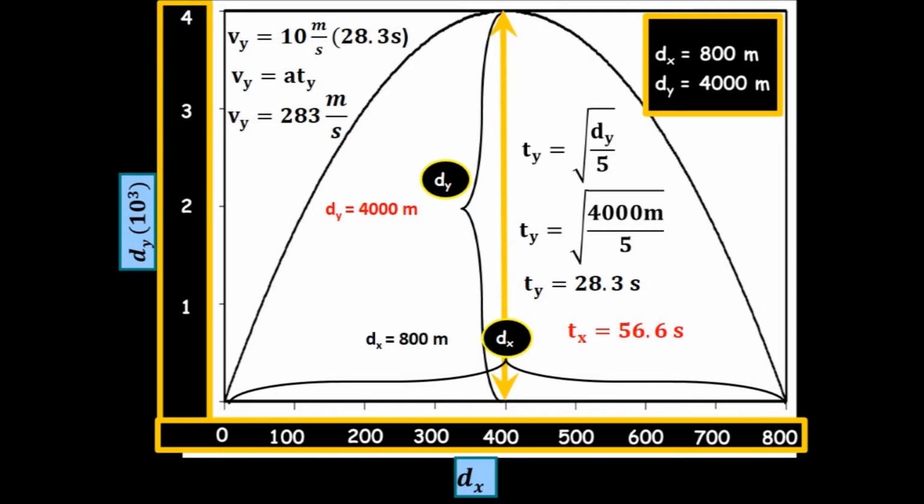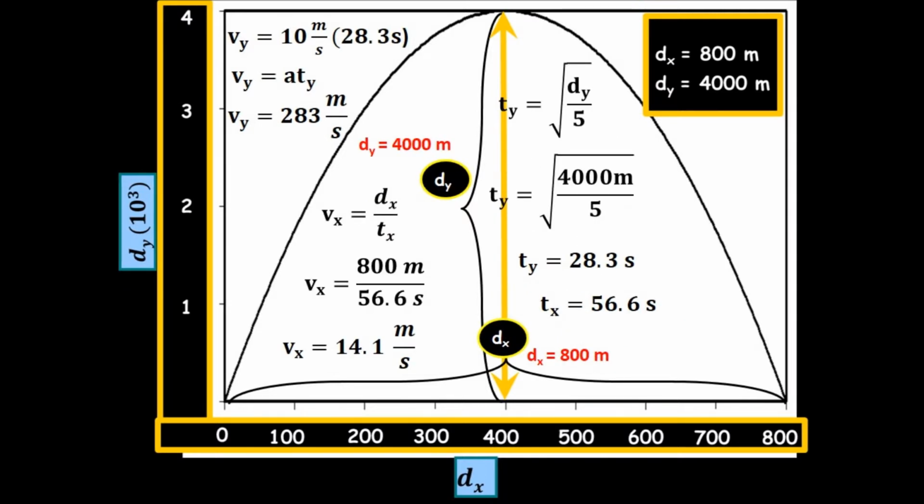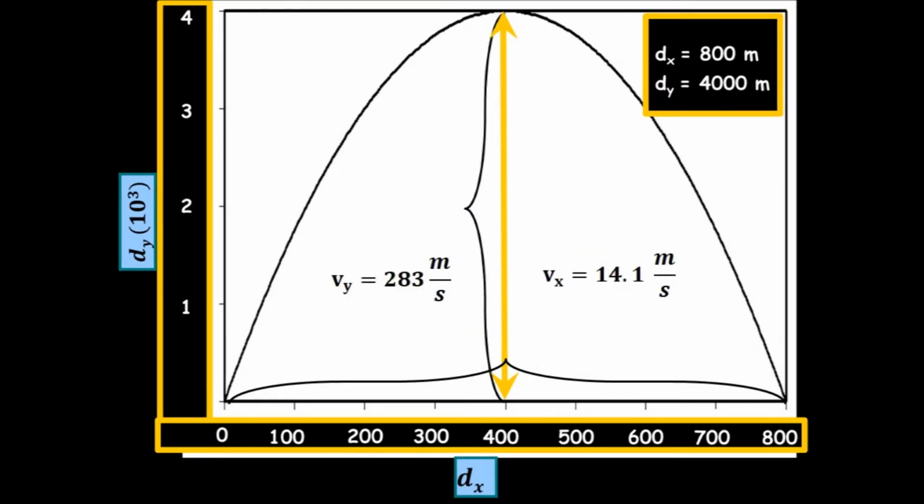So we have Vy. Now we have Tx, because Tx is twice Ty. So now the Tx is 56.6 seconds. Now we have Tx, and we know Dx. So Vx equals Dx over Tx, and Vx equals 14.1 meters per second. Now we have Vx and Vy. We can find V naught based on the Pythagorean theorem. We can also find the angle based on arctangent.